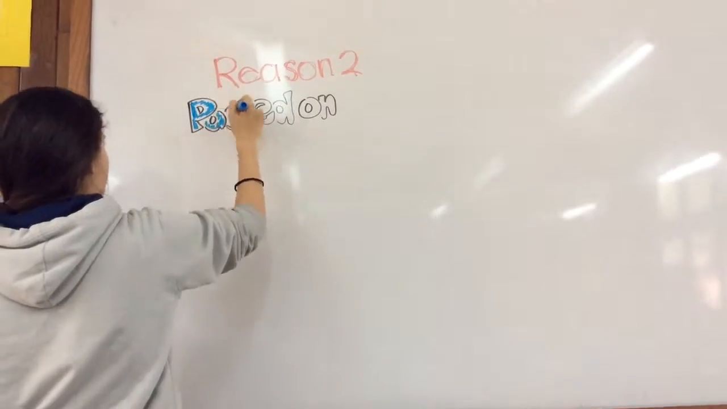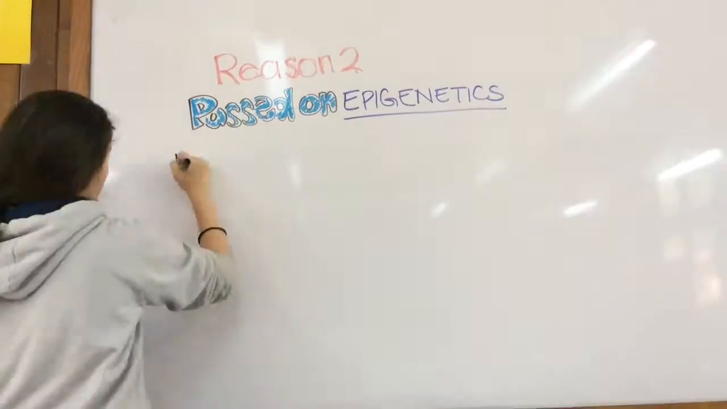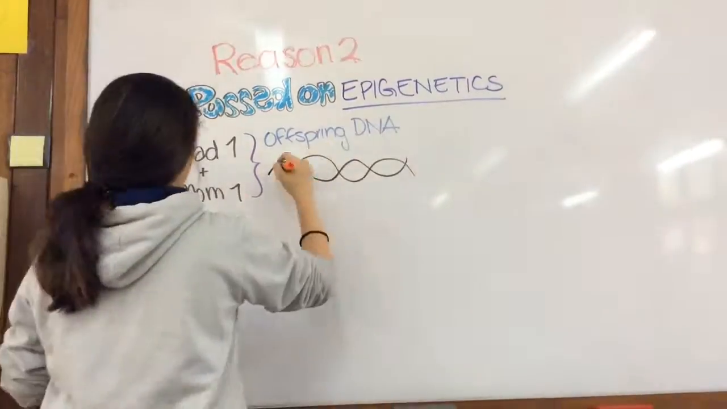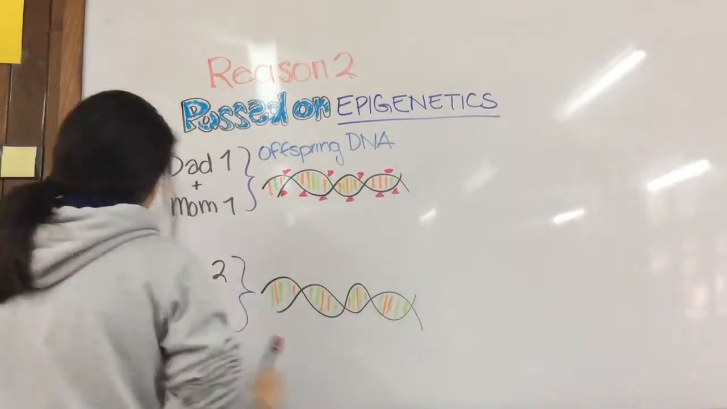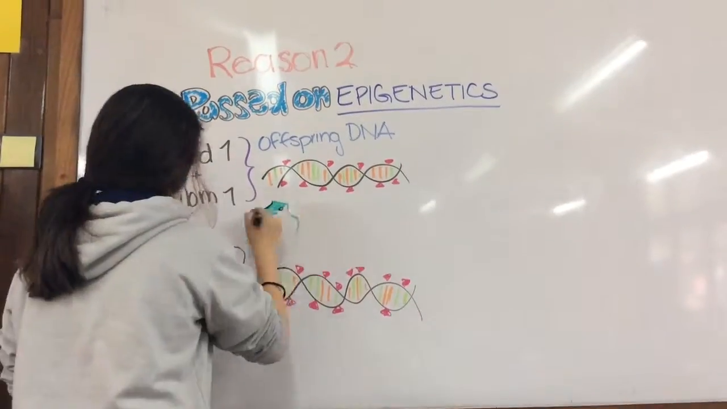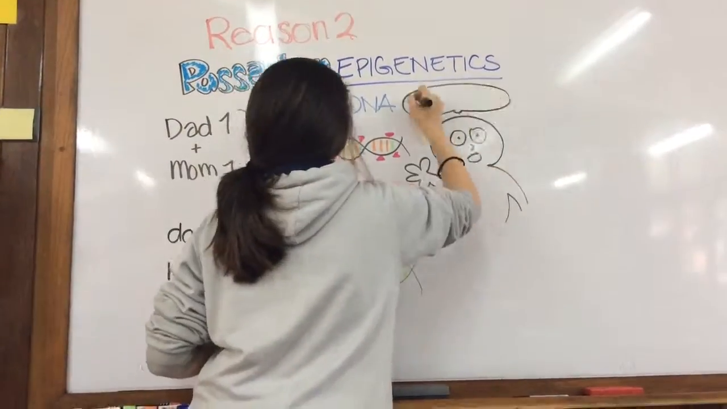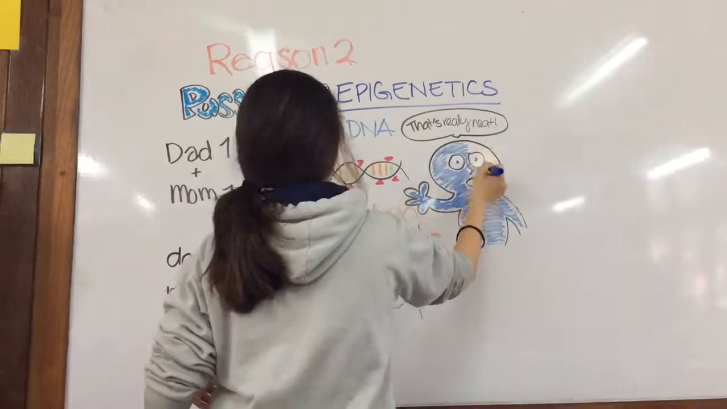Reason number 2 is passed on epigenetics. See, even if the children born look the same, the epigenetic tags passed on by each set of parents to their own offspring will be different, and the choices in the environment each kid grows up in will affect their tags as well.